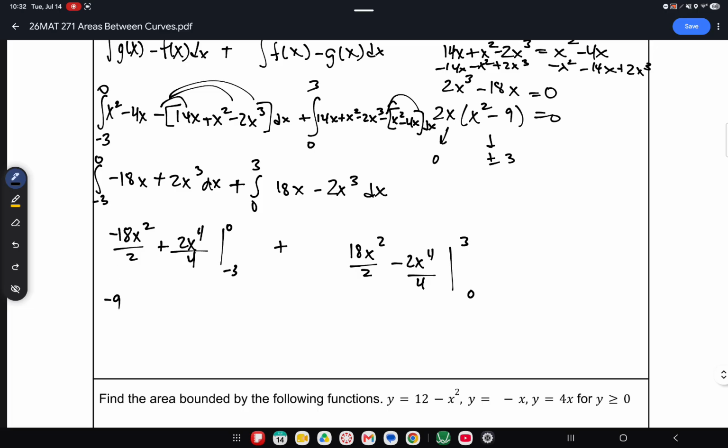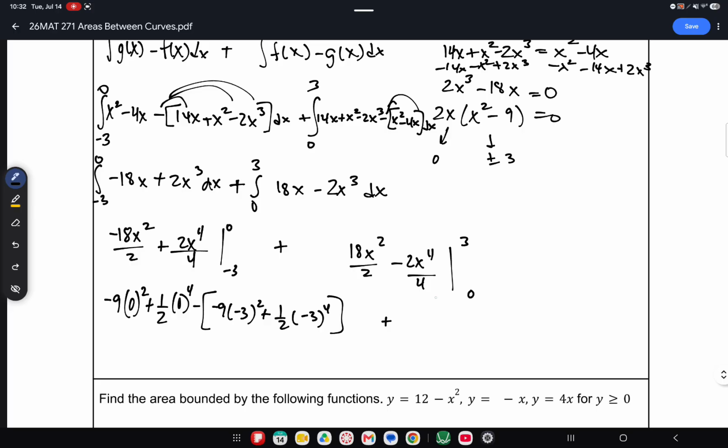That's going to be negative 9, and then x squared plus 1/2 x to the 4th, and negative 9 times negative 3 squared plus 1/2 times negative 3 to the 4th.